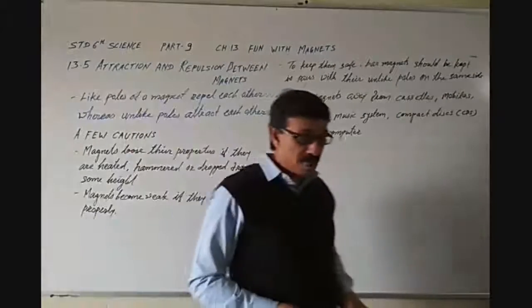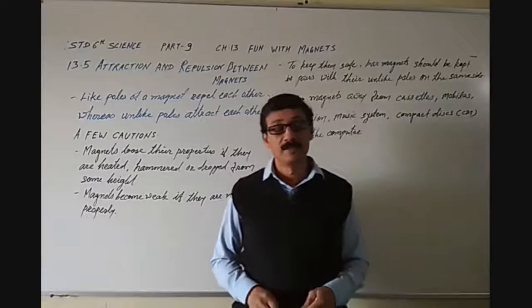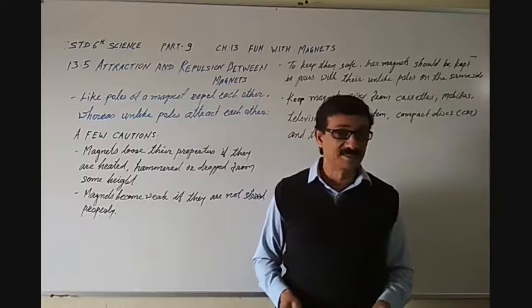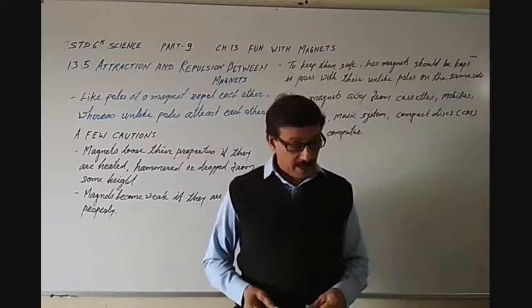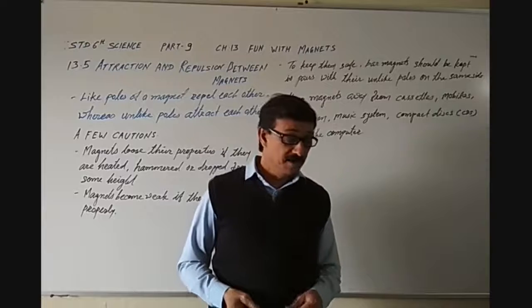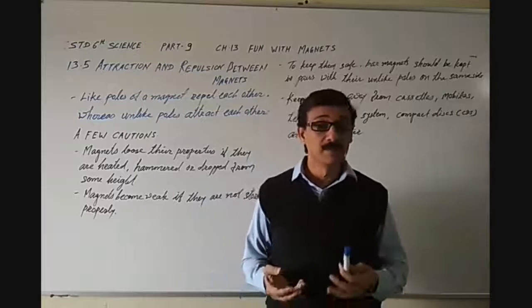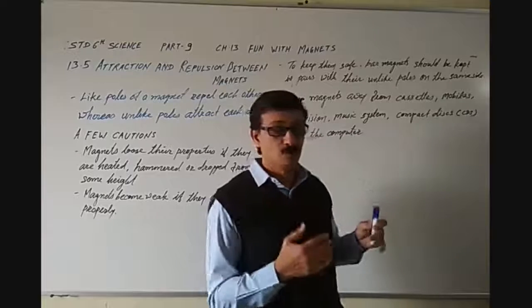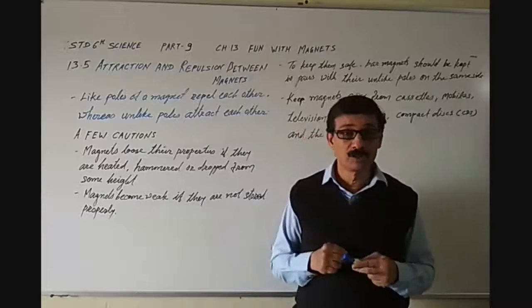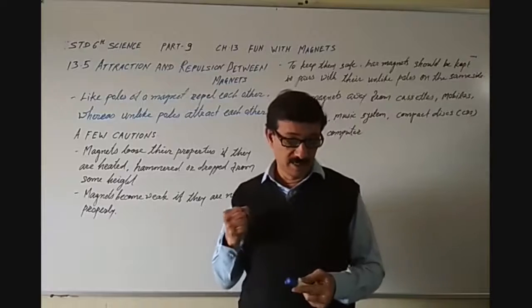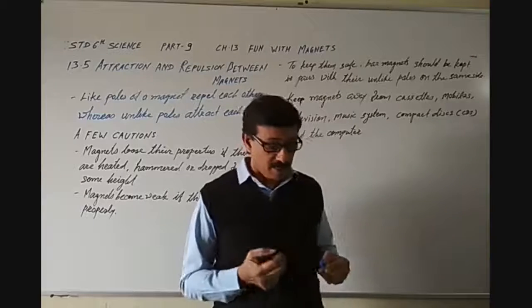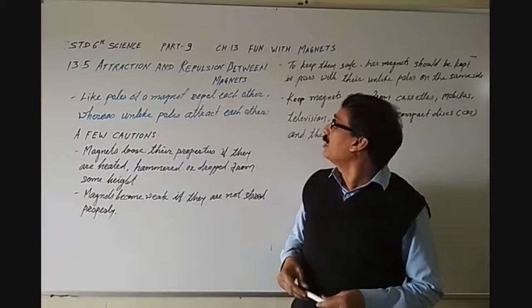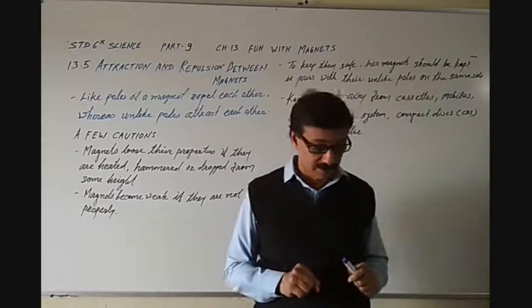Welcome students to the ninth part of the 13th chapter, Fun with Magnets, of Standard 6th Science. In the last part, we understood how to make our own magnet, and we did so. And then after, we discussed how to make our own compass box. That is what we discussed in the last part. Now in this part, we are going to learn attraction and repulsion between magnets.